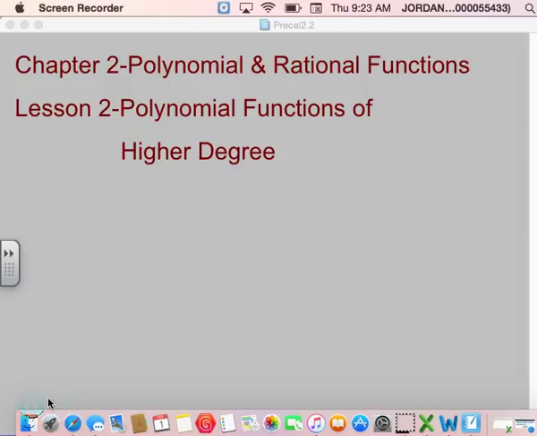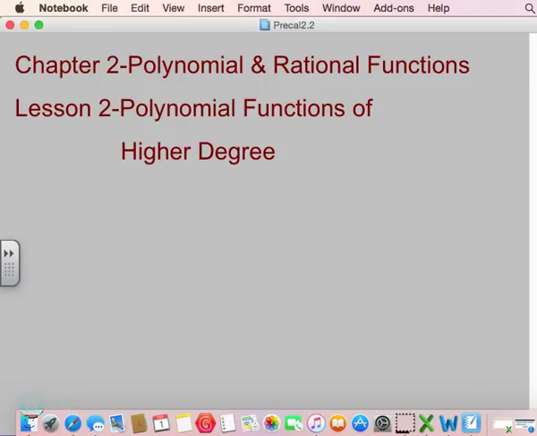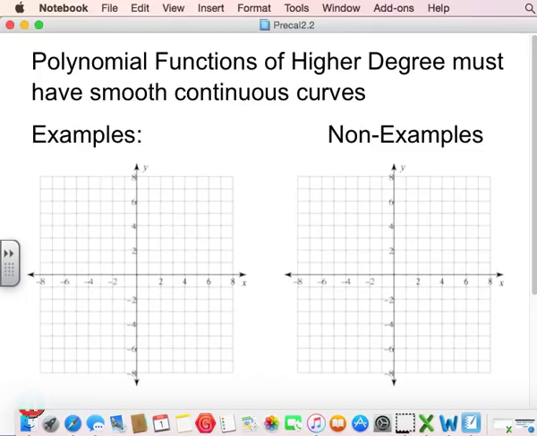Okay, guys, so today we're going to be talking about polynomial functions of a higher degree. Yesterday we talked about quadratic functions. Now we're going to talk about functions that have a higher degree than 2, because quadratics, of course, have a degree of 2. So we're going to talk about ones today that are higher than 2.